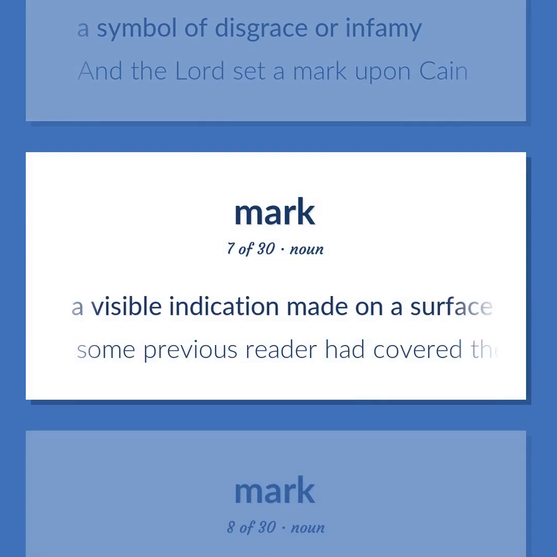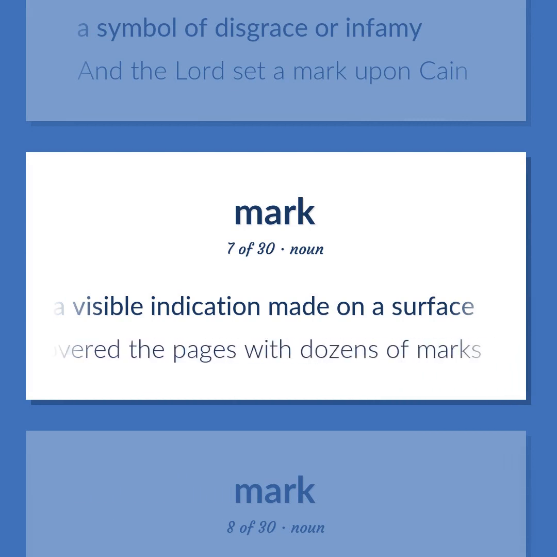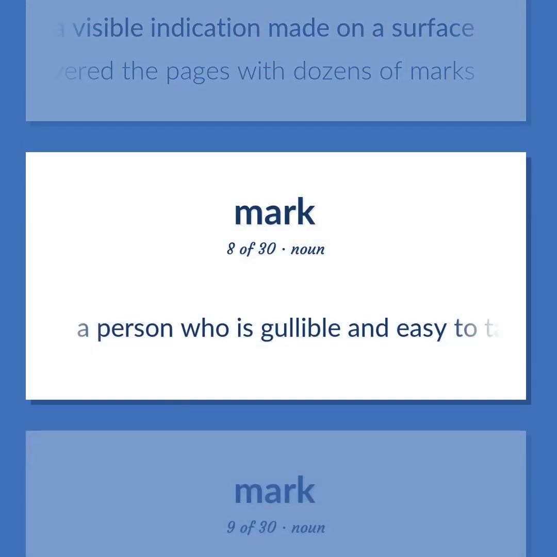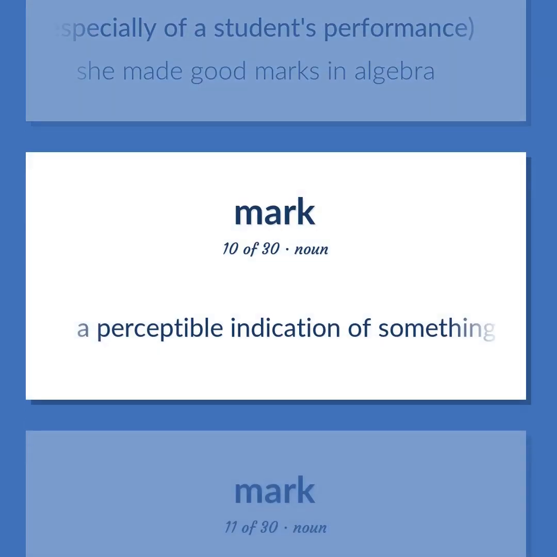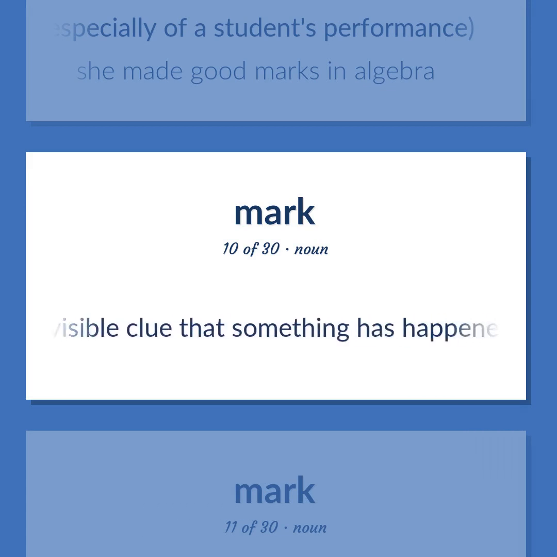A visible indication made on a surface. Some previous reader had covered the pages with dozens of marks. A person who is gullible and easy to take advantage of. A number or letter indicating quality, especially of a student's performance. She made good marks in algebra. A perceptible indication of something not immediately apparent, as a visible clue that something has happened.